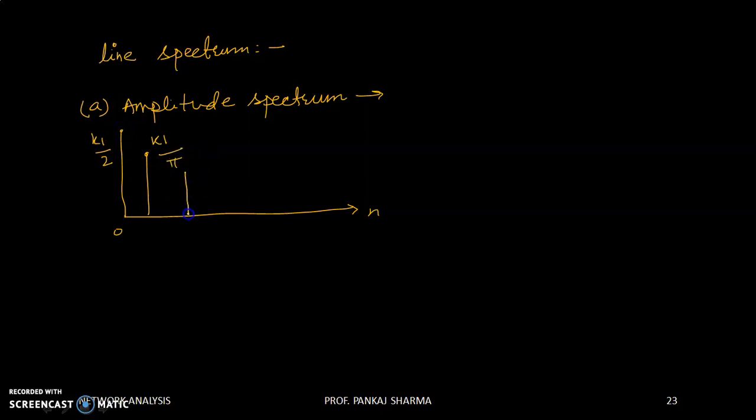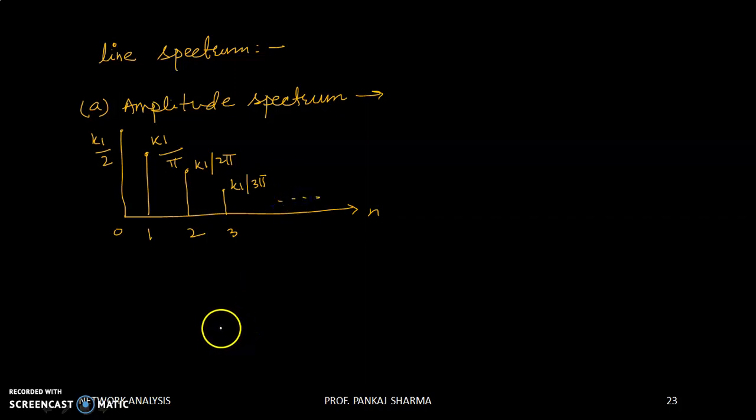This is 1, 2. This is K1 by 2 pi. K1 by 2 pi. And this is K1 by 3 pi, and so on. This is your amplitude spectrum.